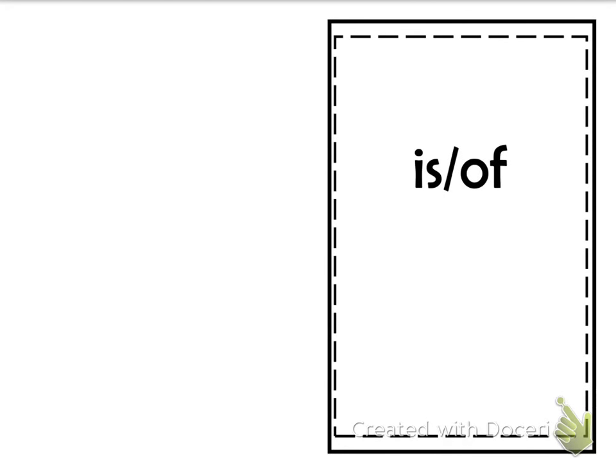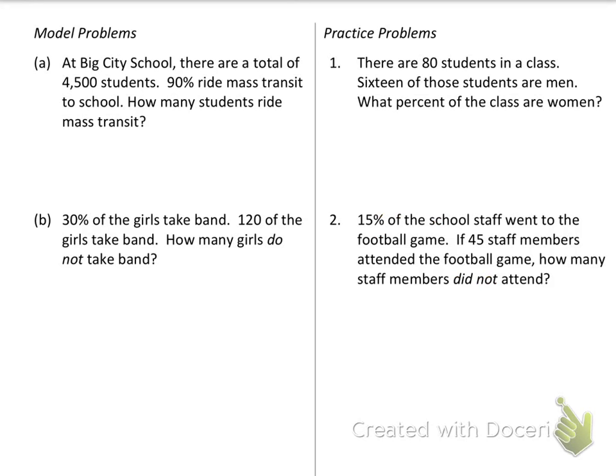Alright, so we have our percent foldable. We're going to start with our is over of, or as I like to call it, part over whole. So is is your part, of is your whole. At Big City School, there are a total of 4,500 students. 90% ride mass transit to school. How many students ride mass transit?